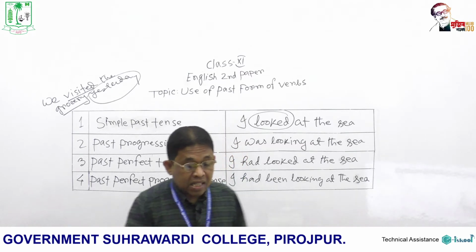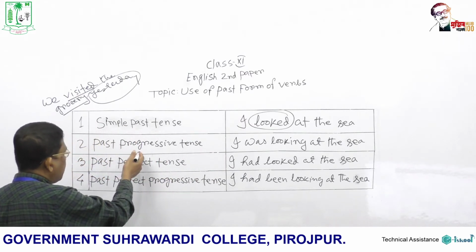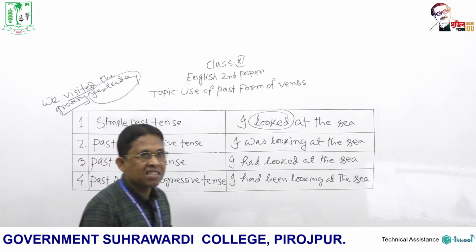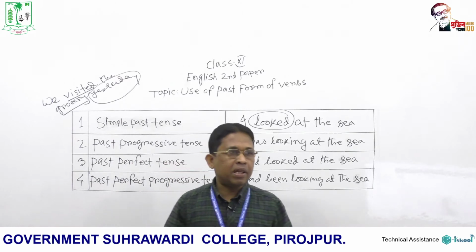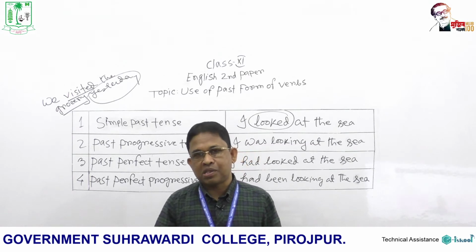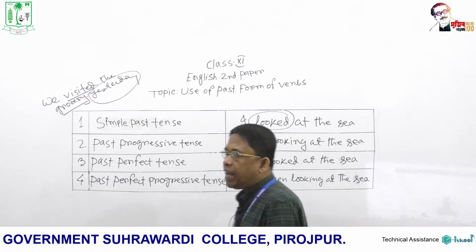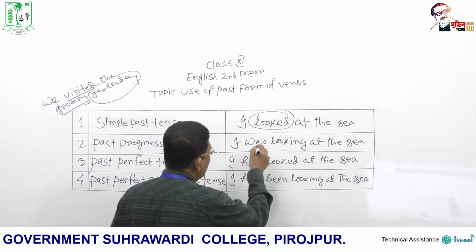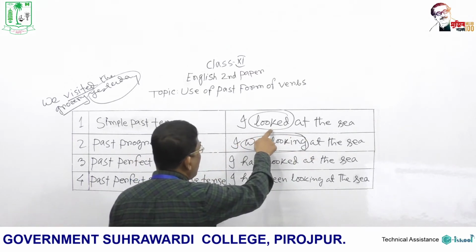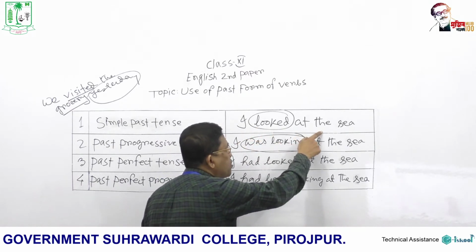And then past progressive tense, another name of this subtype of past tense is past continuous tense. Of course, you can remember it in this way if it is easier for you. Past progressive tense, the example is: I was looking at the sea. You should notice the structure. Here in simple past tense, just subject plus past form of verb plus object.